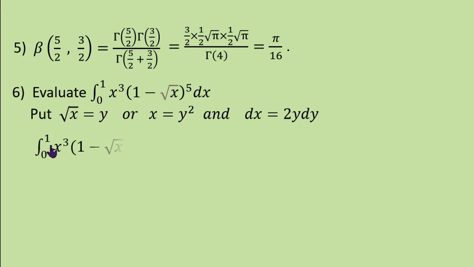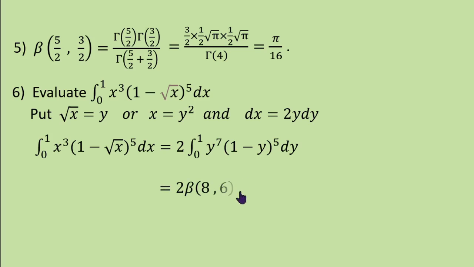So the limit remains same and hence integral 0 to 1 x cube 1 minus root x whole power 5 dx is, see this, becomes 1 minus y power 5, fine, x cube is y square cube, that is y power 6, and dx is 2y dy, take 2 outside, y power 6 into y is y power 7 dy. Then use the formula: integral 0 to 1 y power p, 1 minus y power q dy is beta p plus 1 comma q plus 1, beta 8 comma 6.